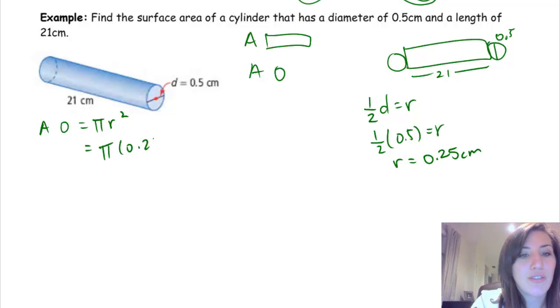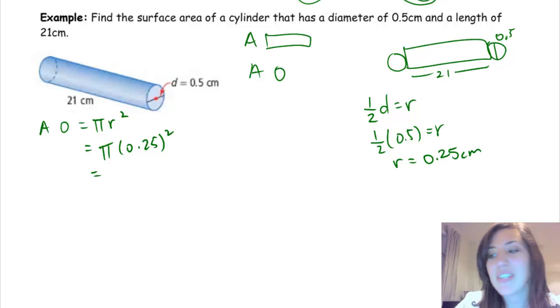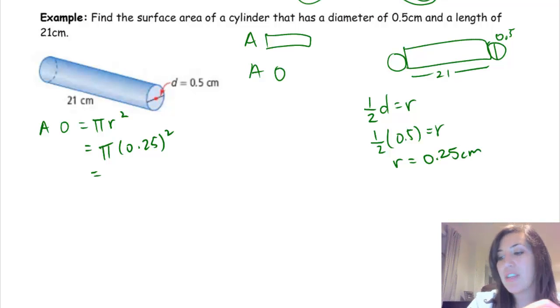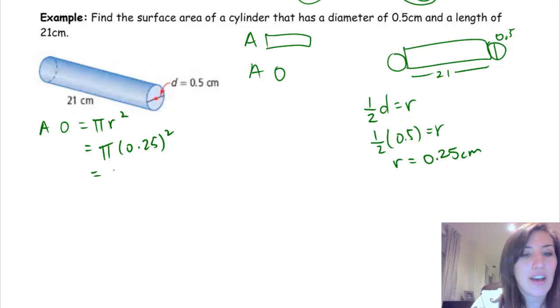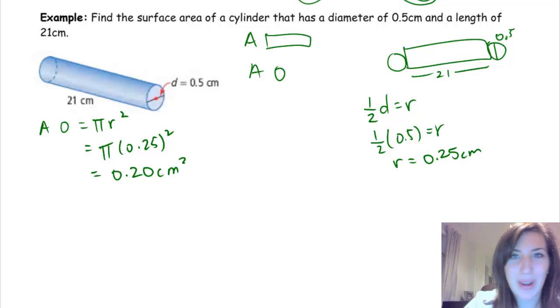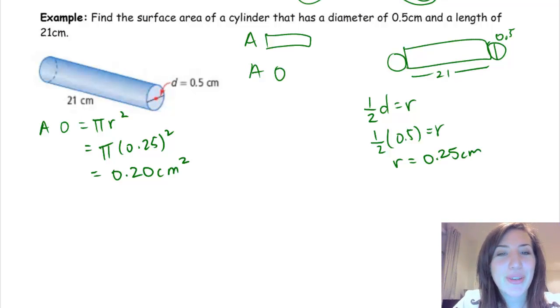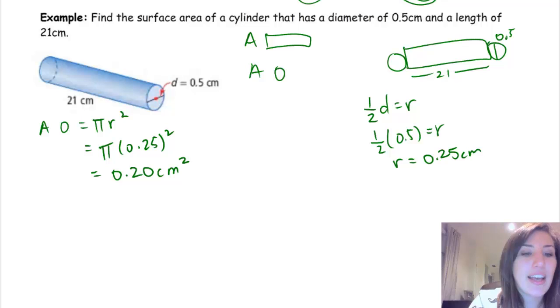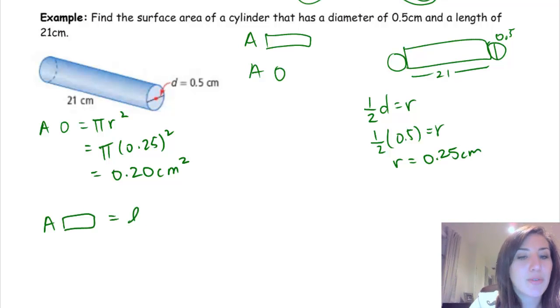Pi times 0.25 squared, so that's just like saying 0.25 times 0.25 times pi, and if we do all that, then we get a value of 0.20 centimeters squared. Now if we were to calculate the area of the rectangle, we know that this is length times width.